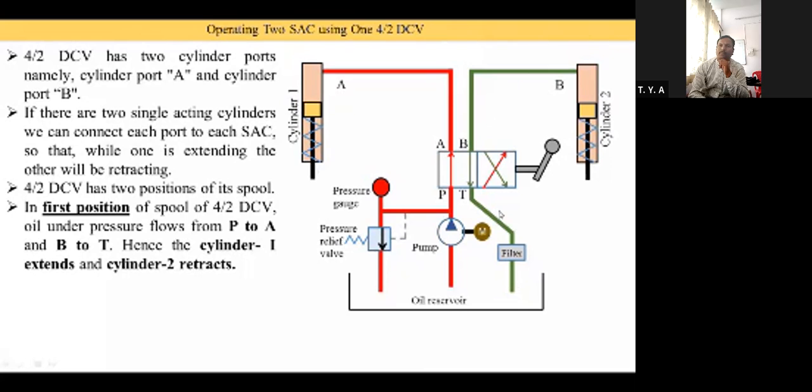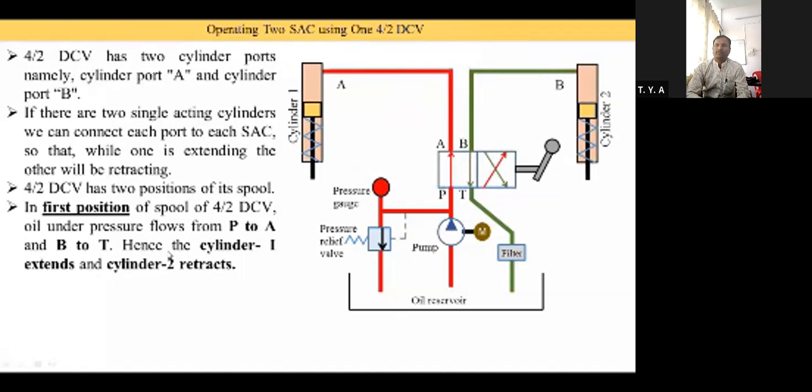Okay, because according to the position of the directional control valve, the oil is supplied from the P port and oil is returned to that. That's why it is mentioned in the second point, while one is extending, another will be retracting. Here you see the piston of cylinder 2 is moving from bottom to top, it is called the retraction. That's why in the fourth point you see in bold font written 'cylinder 2 retracts'. Okay, now we move towards the second position.